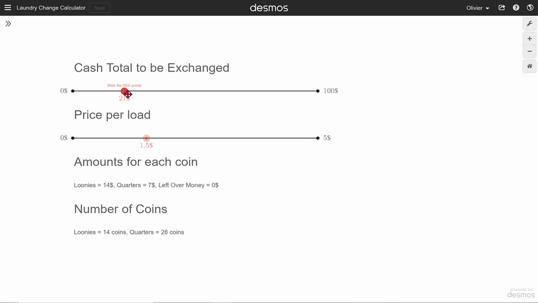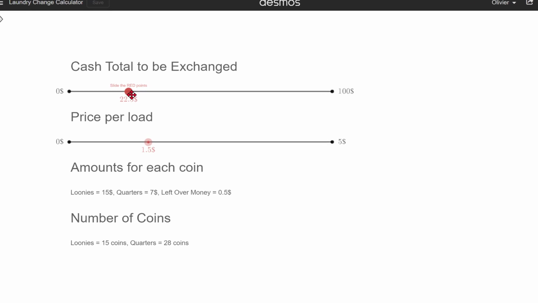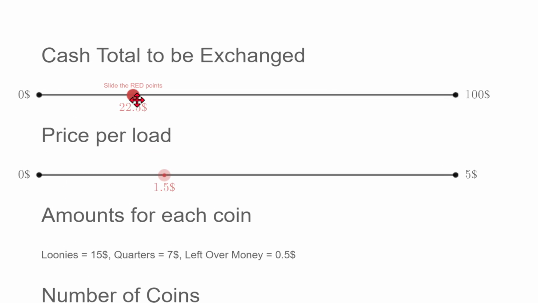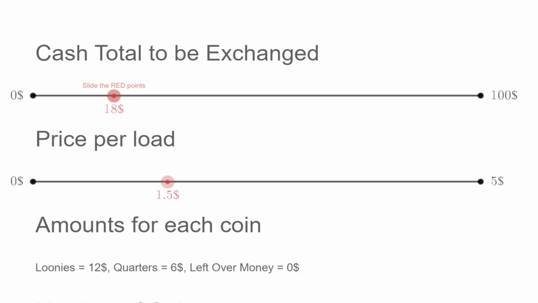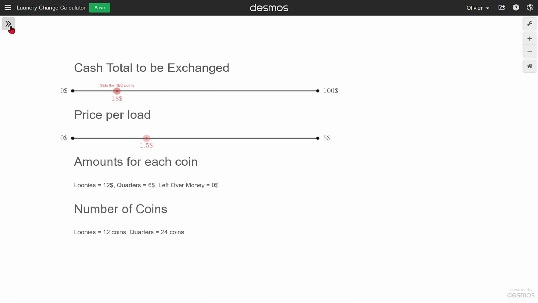Some interesting facts here is that you're always going to have leftover when the number is not divisible by 3. But if you look when the number is 21, for example, then you would get 14 and 7 and 0 left over. But as soon as you move away from numbers that are divisible by 3, then you're going to have a leftover. And here it's 0, 18 divided by 3 is 6. So it's always going to work. So that's one interesting fact.